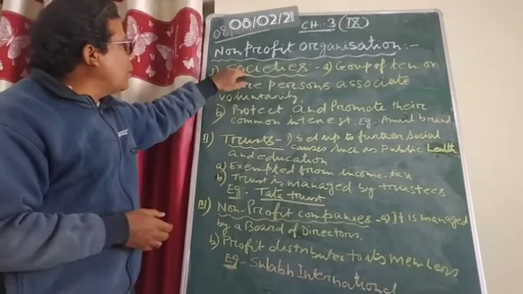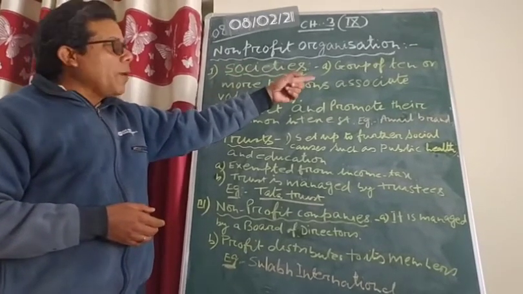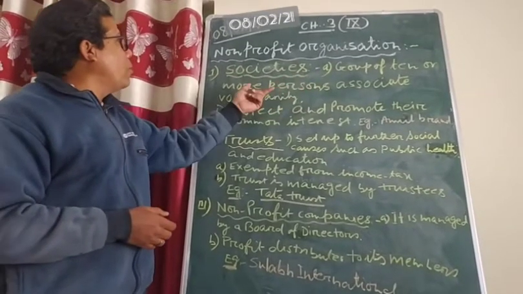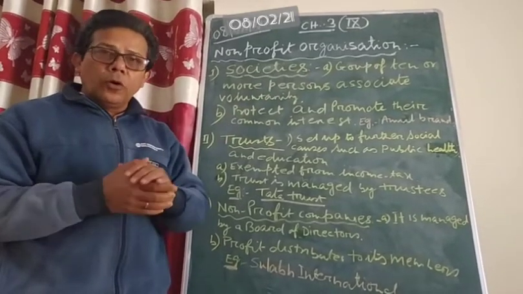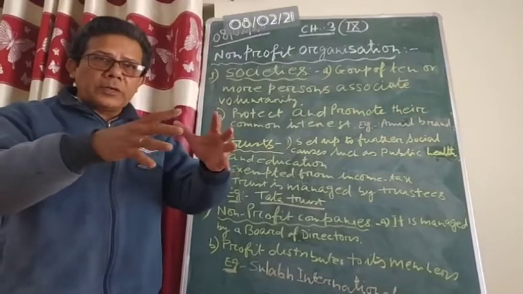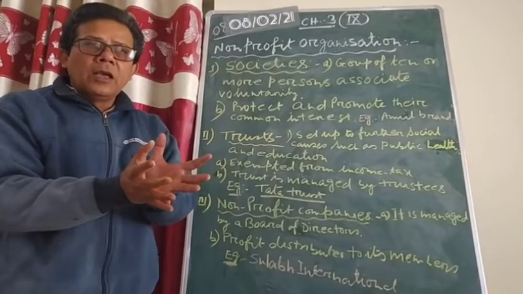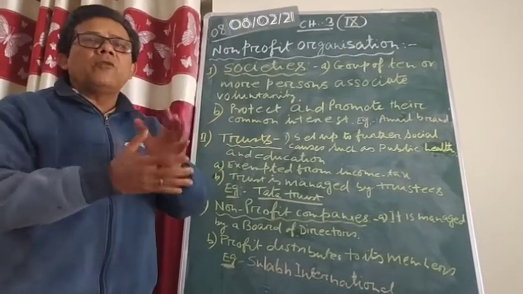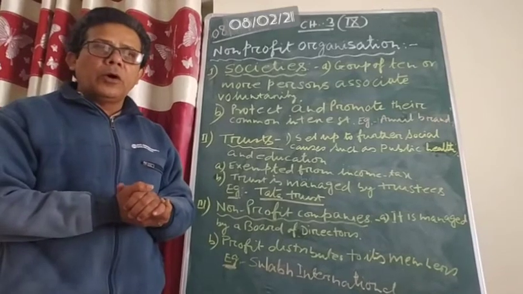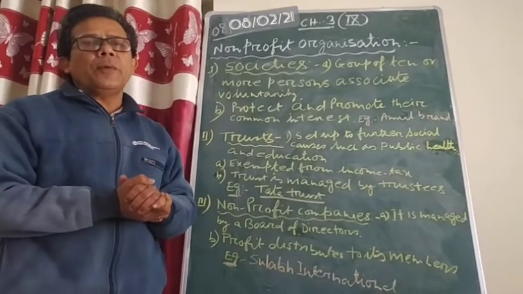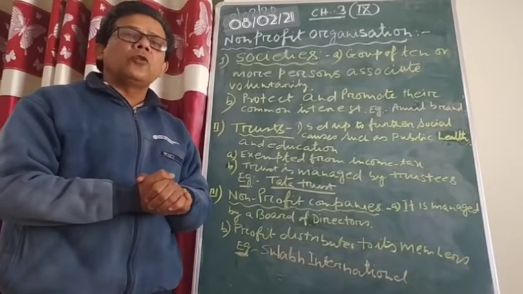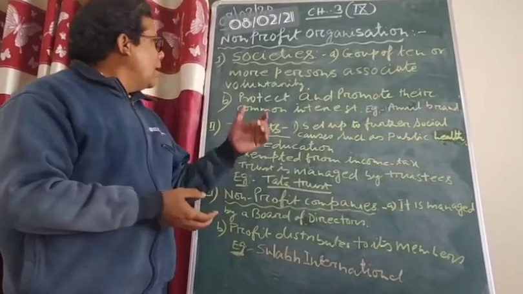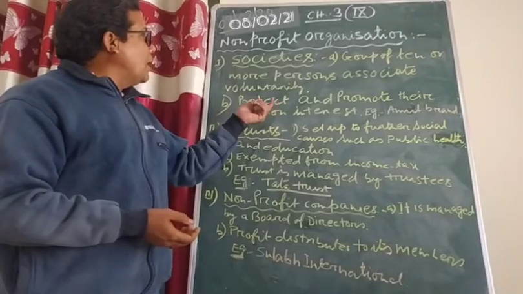One is the society. What is society? A group of 10 or more persons associate voluntarily. You know the meaning of voluntary? When you are working not for the purpose of any salaries and wages, that type of work is called voluntary work. Okay?